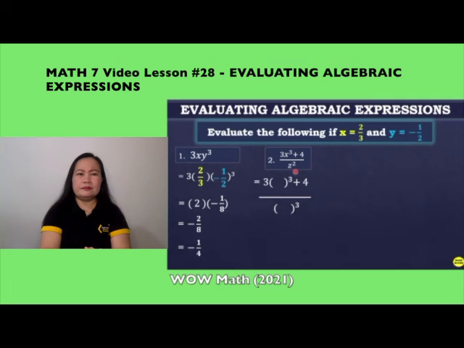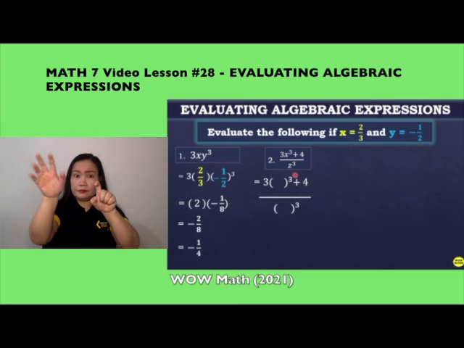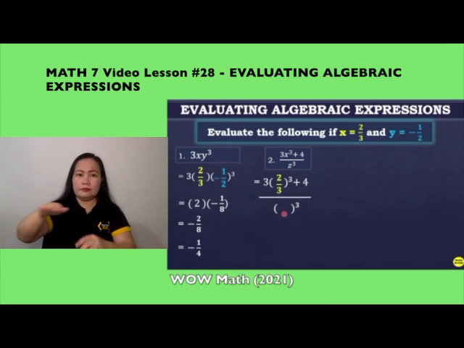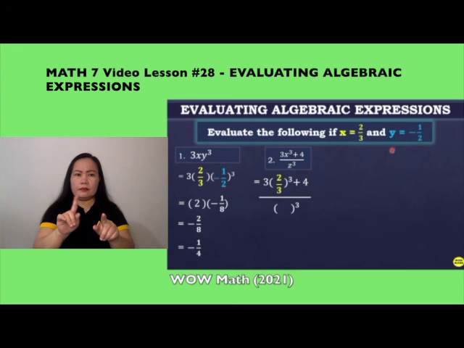So, inedit ko lang to kasi cube dapat ito. Okay? So, I have here 3x cubed. Okay? So, ito po ay x. So, substitute natin si 2/3 dito. Plus 4 over z. What is your z? Okay, your z is negative 1/2.